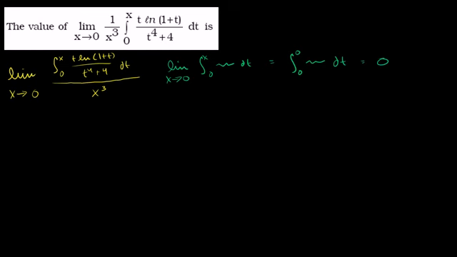And if we do the same thing in the denominator, that's much simpler. The limit as x approaches 0 of x to the third, that's clearly also going to be 0. So we took the limits of the numerator and the denominator, and we got 0 over 0. That's the indeterminate form.